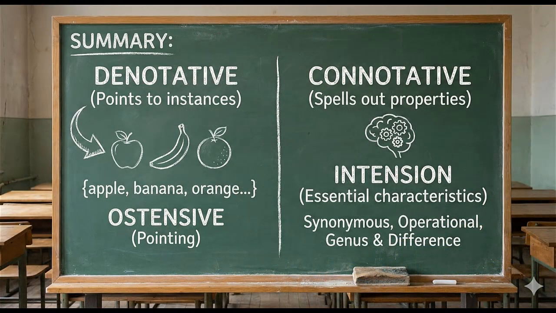And that's it. To summarize, denotative definitions point to instances, connotative definitions spell out properties.